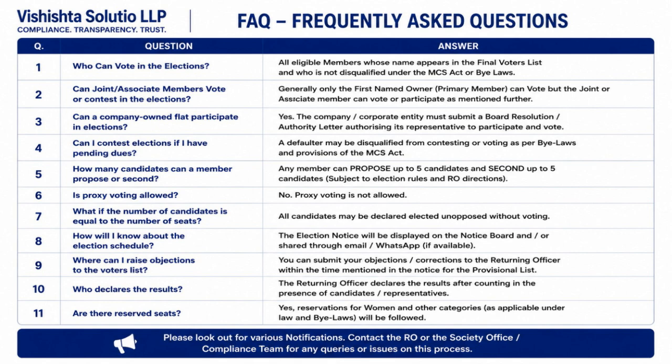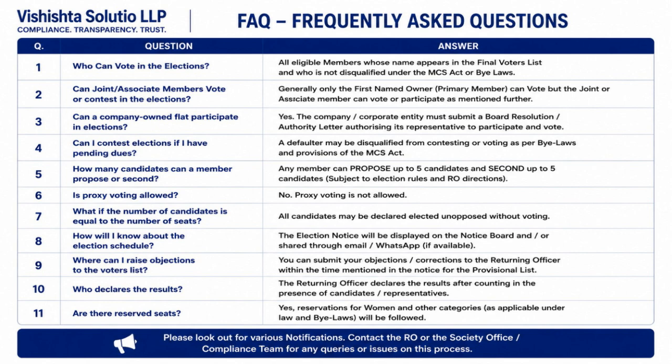Regarding joint or associate members, generally only the primary member, the first-named owner, can vote. However, under certain conditions, joint or associate members might also have voting rights as specified later in the rules. Companies that own flats can participate too. They need to submit a board resolution or an authority letter to authorize a representative to vote on their behalf.